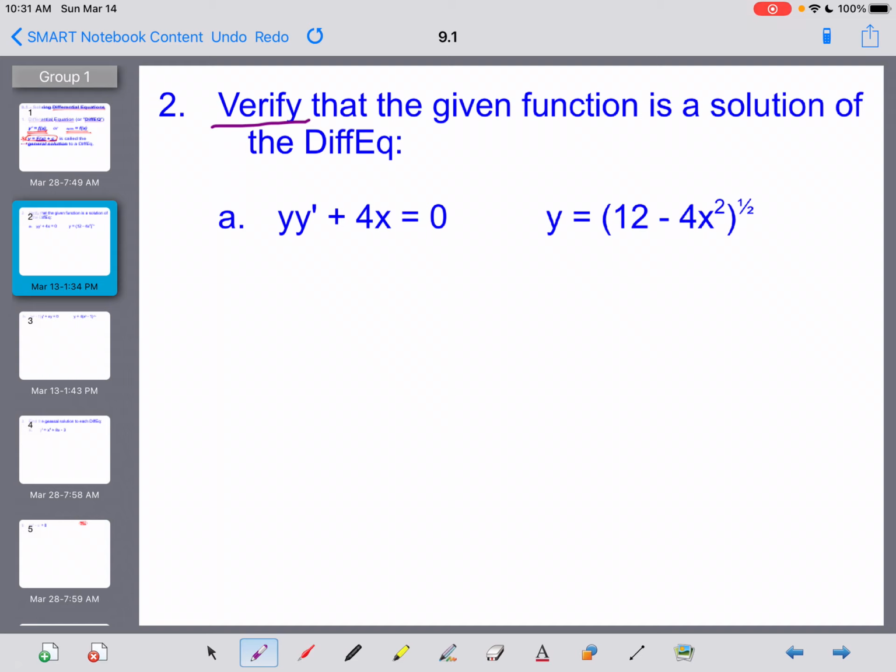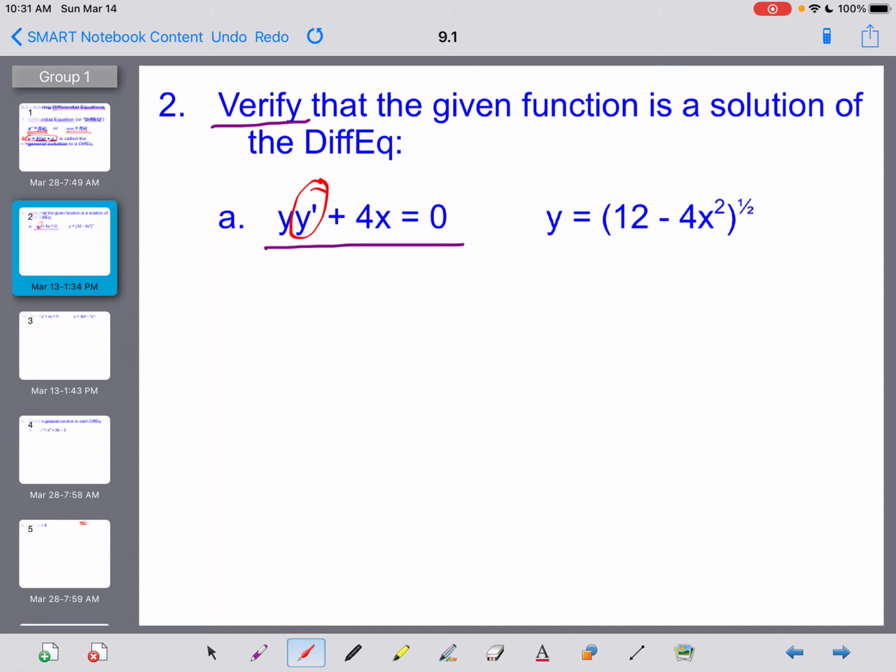They have given us, right here, everybody, a differential equation. And what makes it a differential equation is the presence of this y prime located right here. So that is y times the derivative of y plus 4x is equal to 0. That's a differential equation because it contains a derivative.